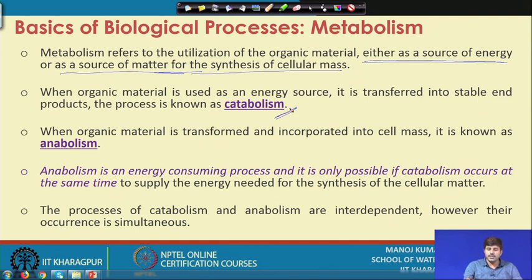Let us take a complex organic molecule, and let us say this is being broken up. There is certain bond energy associated with these bonds, and when these bonds are broken up in order to convert this to more stable or smaller end products, energy is released. That is why the process of catabolism actually produces energy, while the process of anabolism consumes energy.